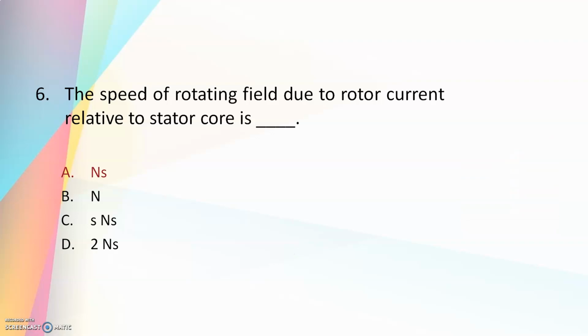The speed of rotating field due to rotor current relative to the stator core is: ns, n, s·ns, 2ns? And here you go. Yes, you guessed it right. The answer is ns, because the stator core is stationary and the rotating field is rotating at the synchronous speed. So the difference is ns.